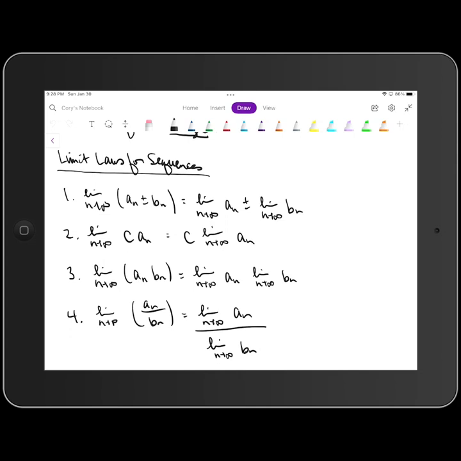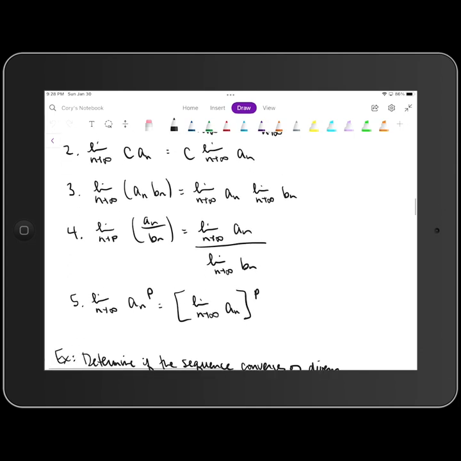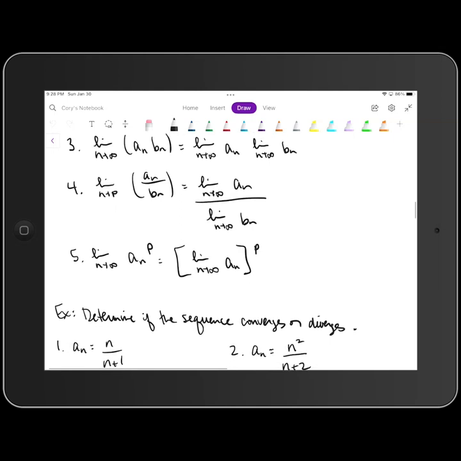Limit law number 4 says if you have the limit as n goes to infinity of the quotient of two sequences, then you can take the limit as n goes to infinity of the numerator, divided by the limit as n goes to infinity of the denominator. And lastly, if you have the limit as n goes to infinity of some sequence a sub n raised to the p power, then you can take the limit as n goes to infinity of a sub n and then raise that result to the p power.